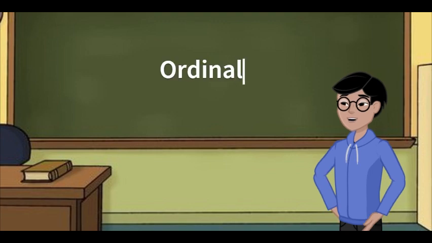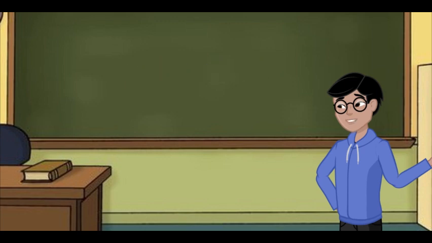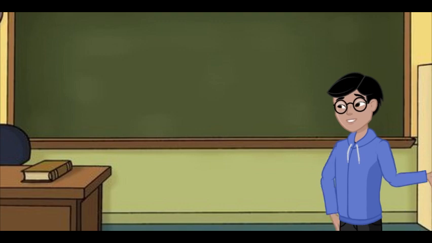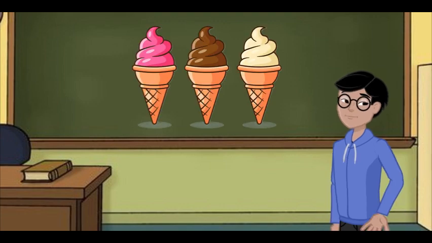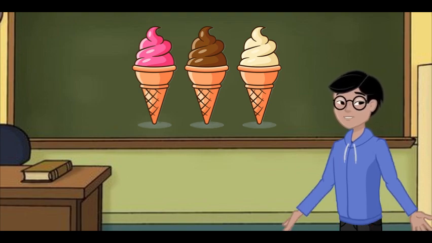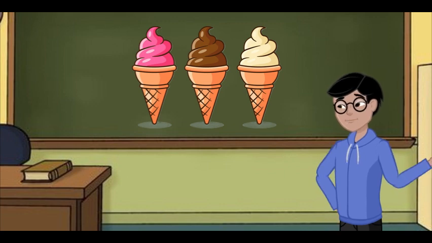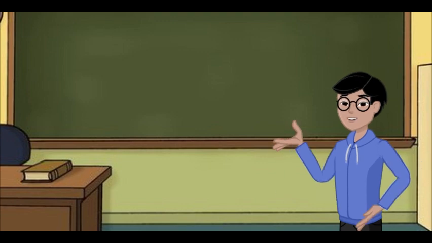Another theory is Ordinal Utility Theory. It is a way economists explain how people make decisions. It's all about preferences. Imagine you are at an ice cream shop, choosing between chocolate, vanilla, and strawberry. You might not know exactly how much you love each flavor, but you can definitely rank them. Maybe chocolate is your favorite, then strawberry, and vanilla comes last. This ranking of preferences is the core idea of ordinal utility.